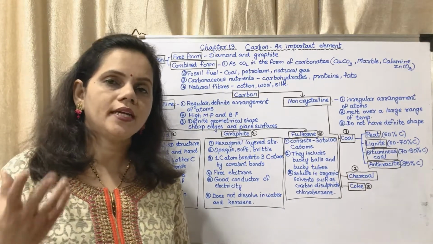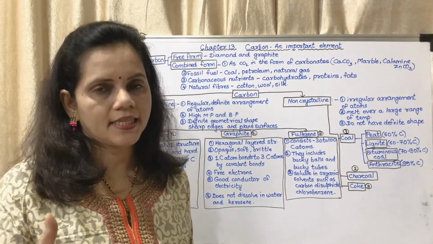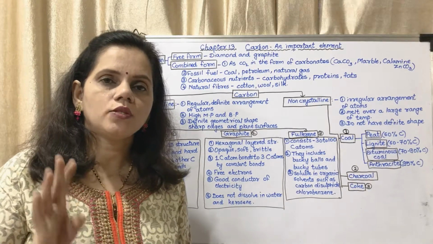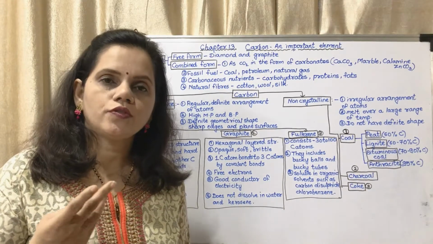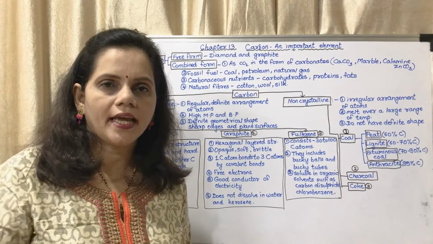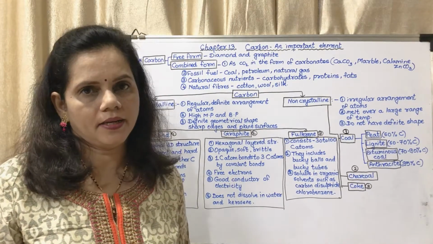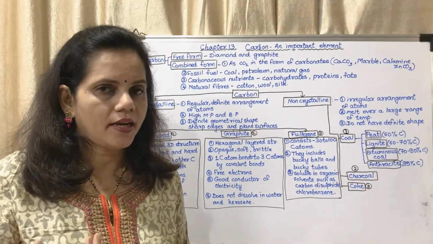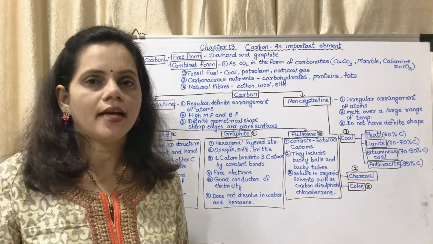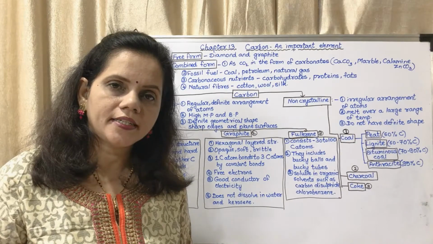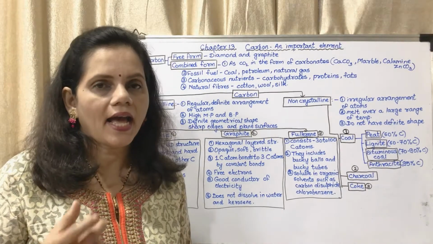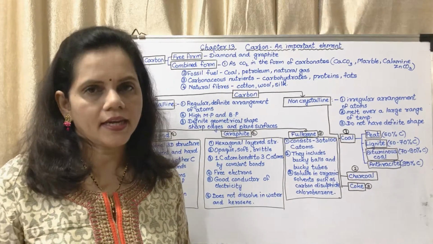Okay, so how many electrons does one carbon atom have in its outermost shell? It has 4 electrons. Out of those 4, 3 have been engaged with other 3 carbon atoms. How many electrons are left? 1 electron is left. So every carbon atom in graphite has 1 free electron.